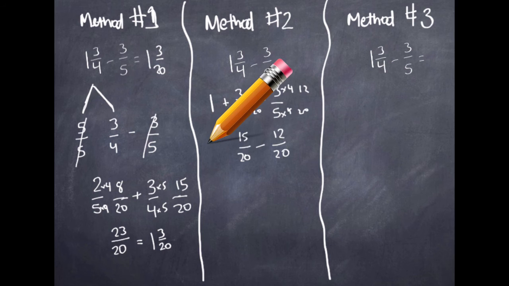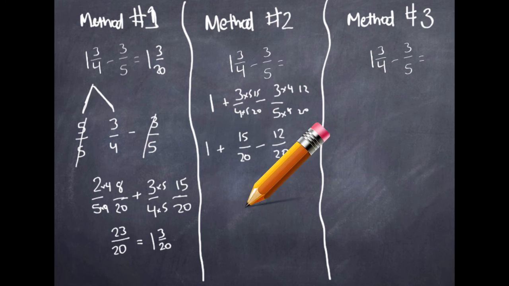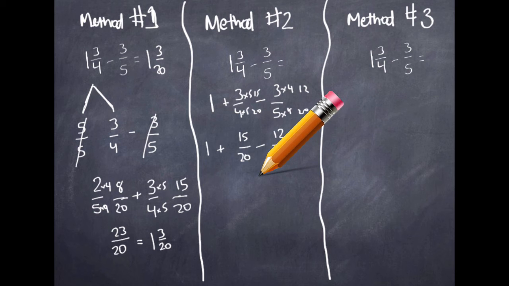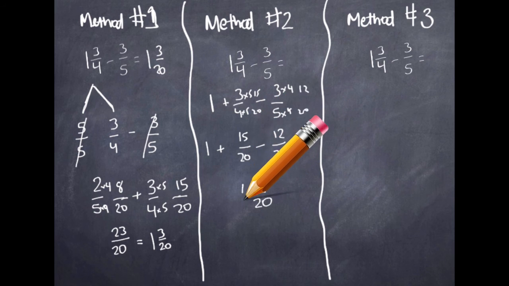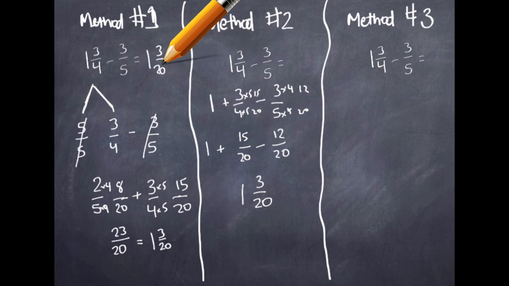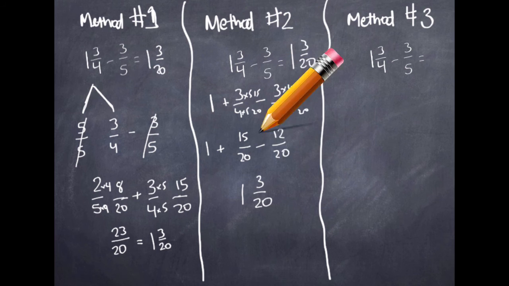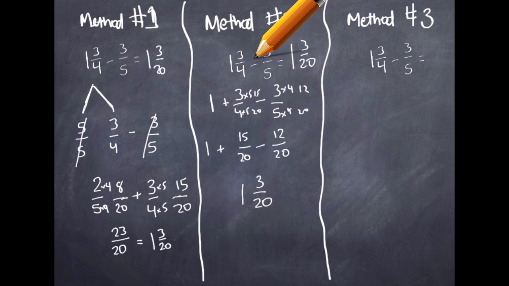I've got to subtract these guys, and I can still leave this 1 hanging out by himself. So 15 minus 12 would give me 3/20. My 1's still there, so I'm going to have 1 3/20. Same thing, just a different method to get there. This one I left the 1 by himself. I subtracted my fractions first, and then we're good to go.